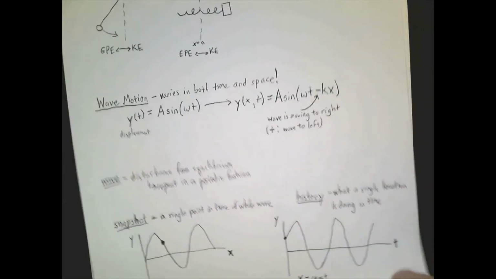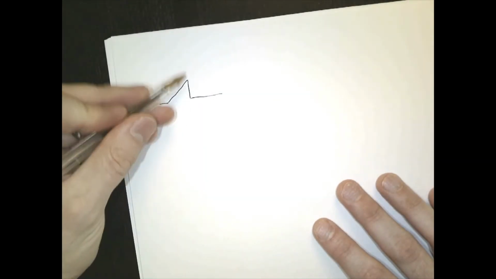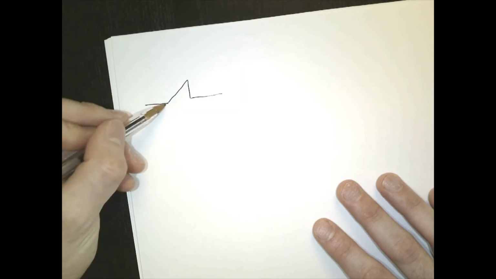All right, so let's take a look at how we can predict what a history or a snapshot graph could look like. Let's say we have just a wave pulse. Here is, I'm going to draw a little triangle wave. So this is just one pulse of a wave. It's got an amplitude up here, that is its maximum point, and it increases linearly from that base point. That doesn't super matter, but this is what our wave is going to look like.